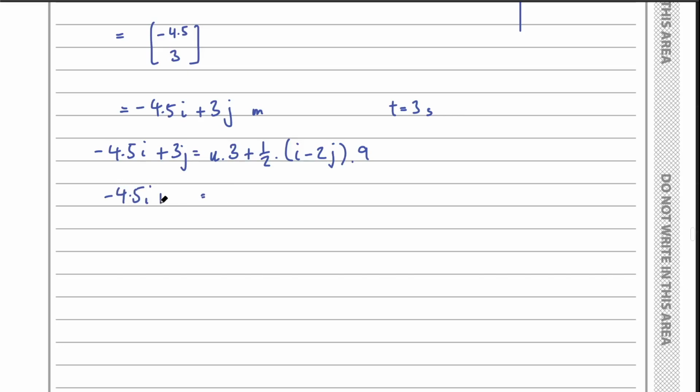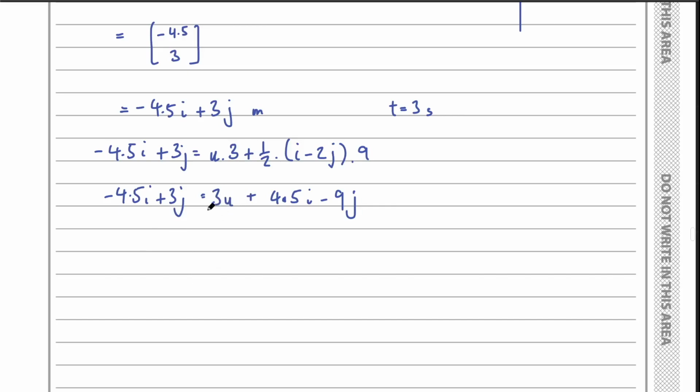Let's leave the left-hand side as it is. We have 3u here. Then we've got half multiplied by 9, which is 4.5, multiplied by i, so that will be 4.5i. And then we halve 9 and multiply by 2, so that will just be 9. So that's negative 9j. Okay, then we want to isolate u to make u the subject.